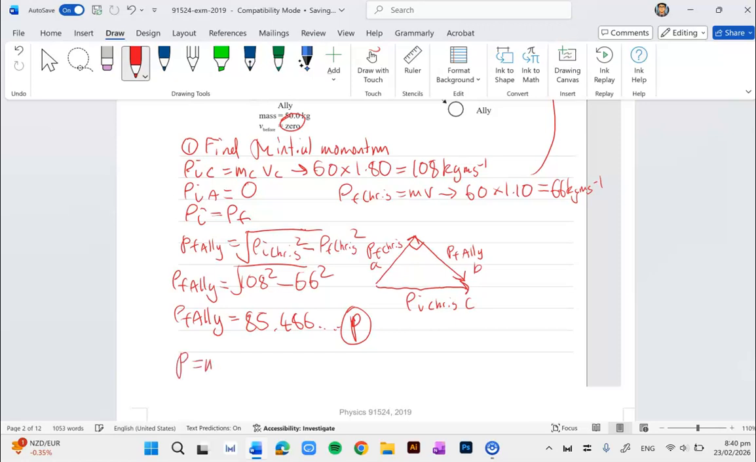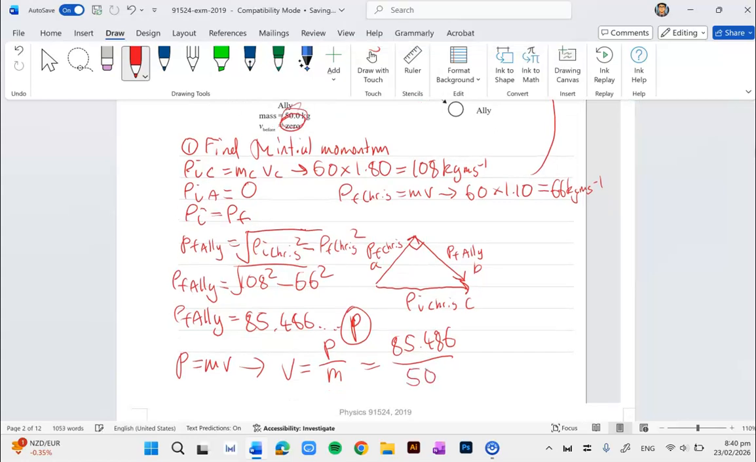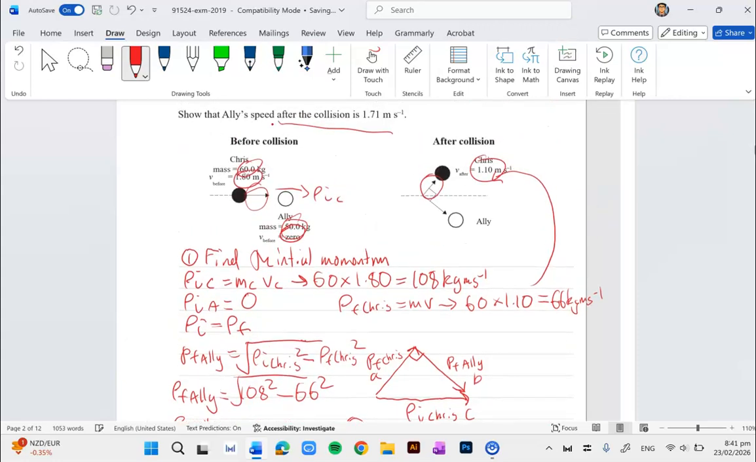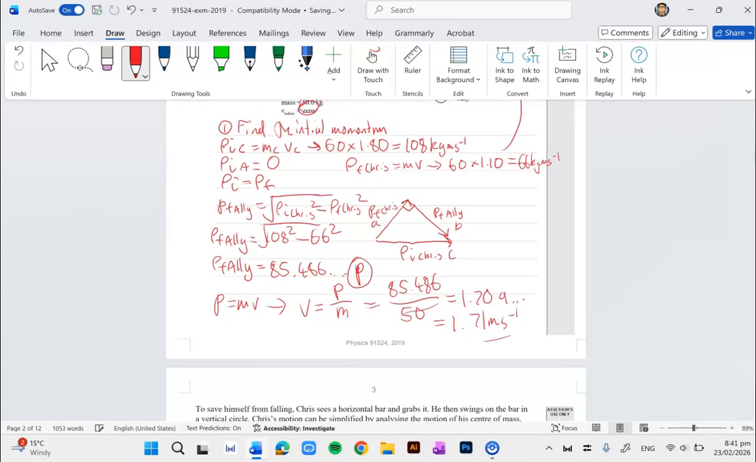So we've found the momentum, p. We know p equals mv, so the velocity rearranged is just p over mass. Plugging in 85.486 divided by Ellie's mass, which is 50 kg, you should get an answer of 1.79 and so on. Sorry, 1.71 and so on, so you round it to 1.71 meters per second because of three significant figures. It says show, so we've proven that it equals 1.71.